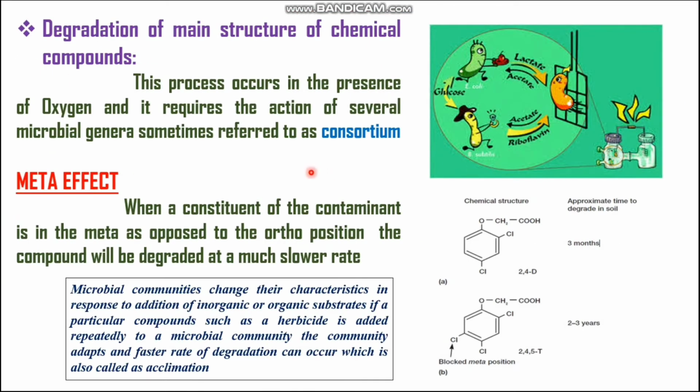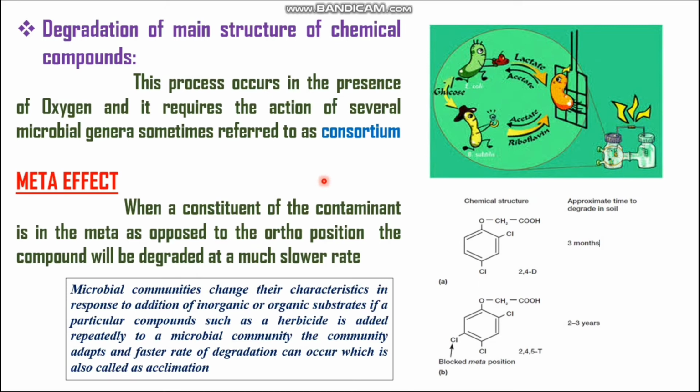Next, let us discuss the second stage of bioremediation, that is the degradation of the main structure of the chemical compound. This process actually occurs in the presence of oxygen, but the previous process occurs in the absence of oxygen. So the previous one is an anaerobic process and this is an aerobic bioremediation process. This process of breakage of the main structure of the chemical compounds requires an association of different types of microbial genera. This microbial genera association is called a consortium.